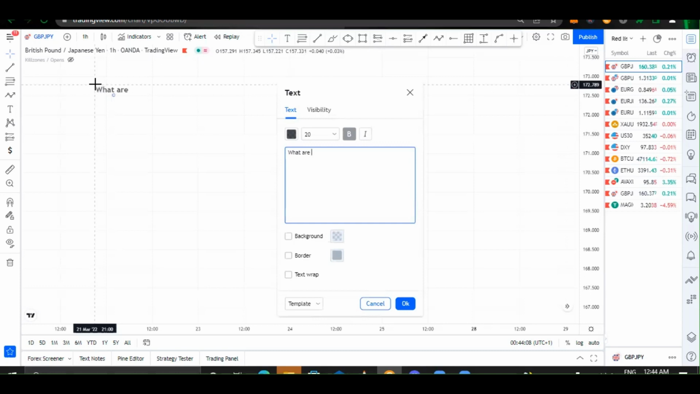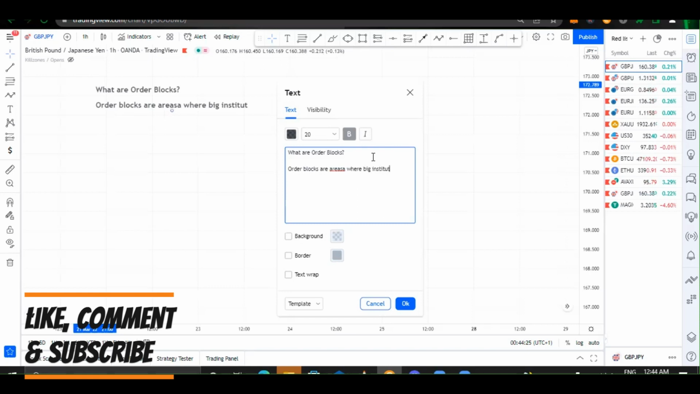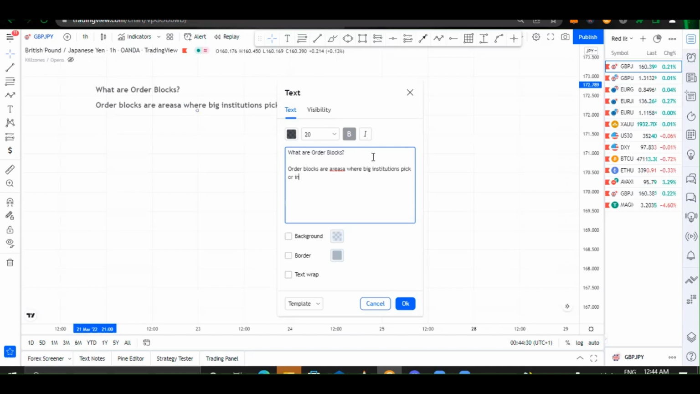So technically, order blocks are areas where big institutions intend to pick their orders from. Okay. Pick their orders from. So let us have a look at, I'll just draw a quick illustration here.